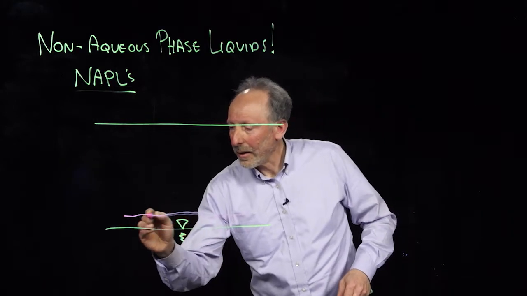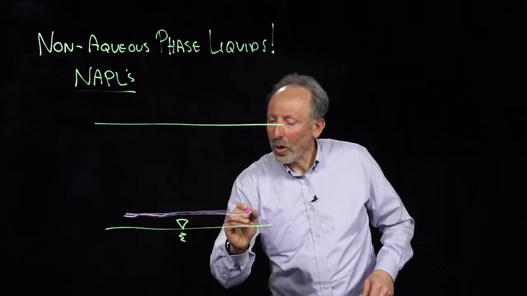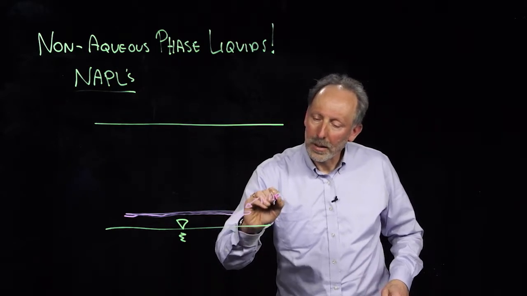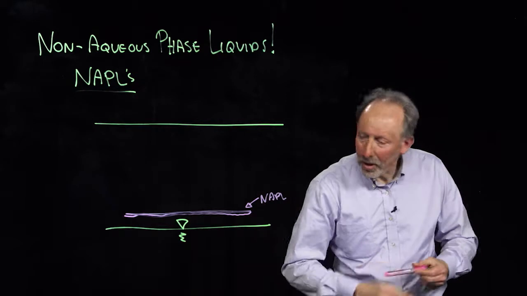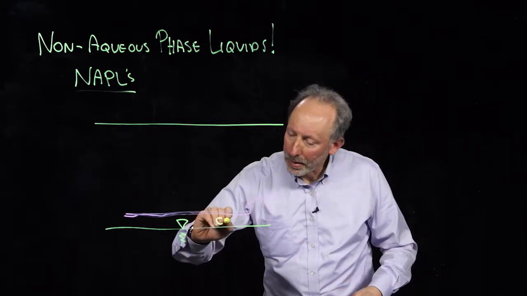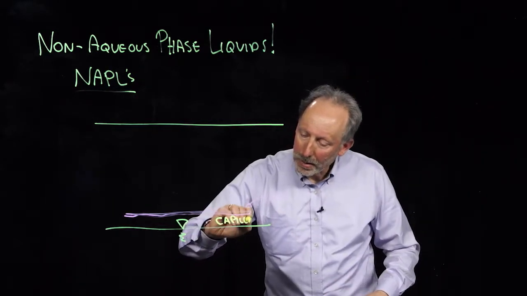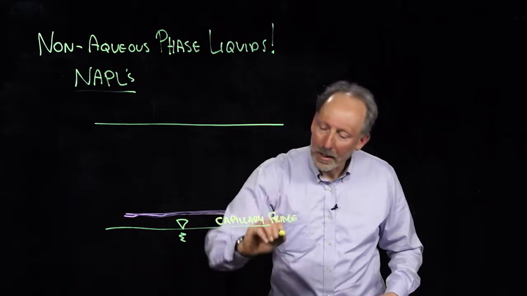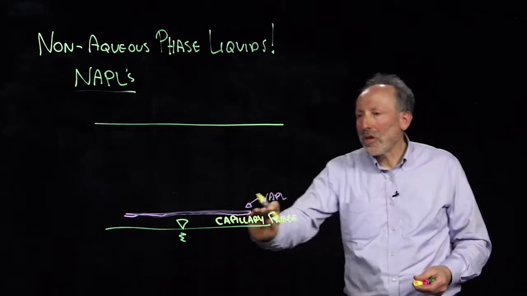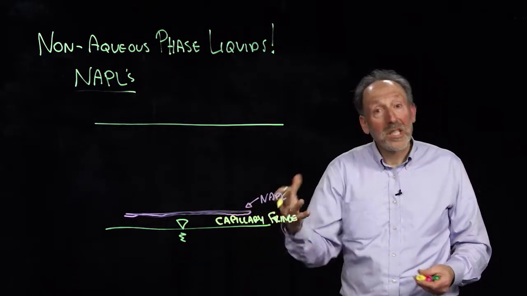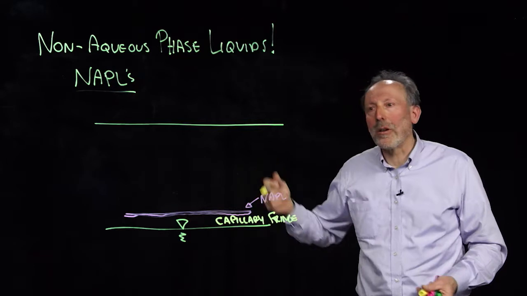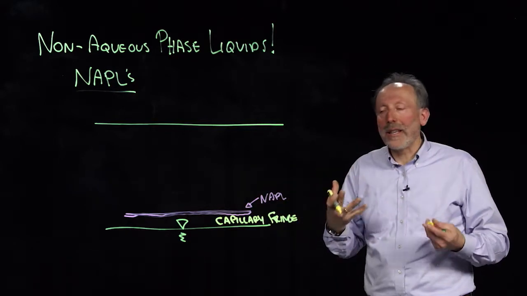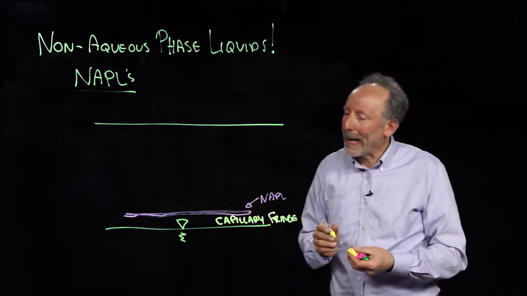Now notice that I've drawn these NAPLs floating on what's called the capillary fringe. The capillary fringe is that chunk of soil above zero pressure, which is still saturated with water. And we can think back to our characteristic curves. There's that section of the characteristic curve where air had yet to enter. So the NAPLs actually float high.